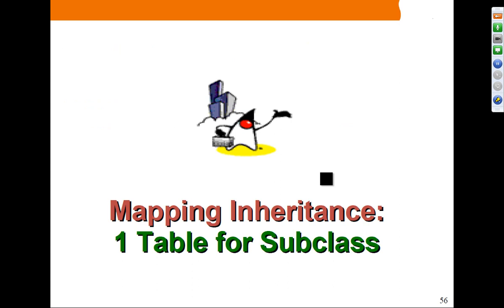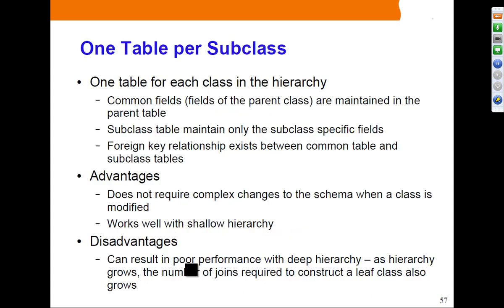So that is a single table for the class hierarchy. The second scheme is one table per subclass. What it means is that if you happen to have three classes, in this case the parent class, the book class, and then two subclasses, there will be three tables: one table for the parent, a second table for special edition book, and a third table for the international books. So that's basically one table for each class in the hierarchy.